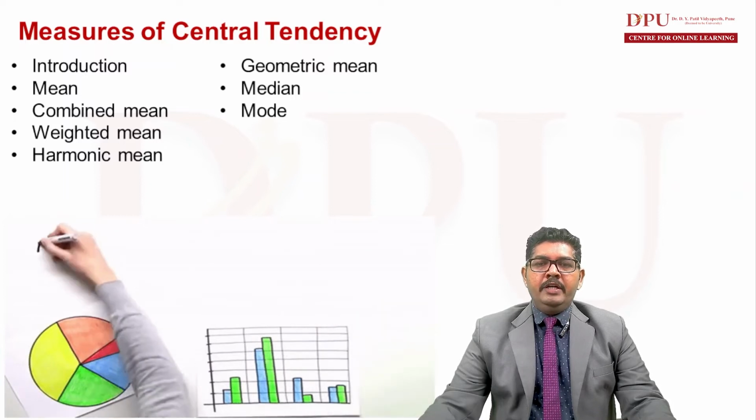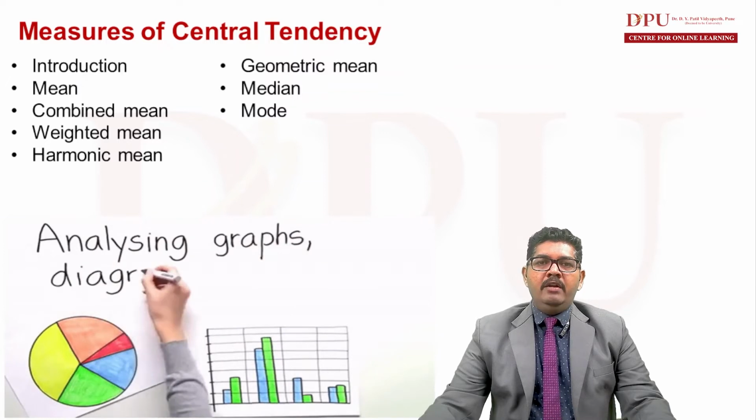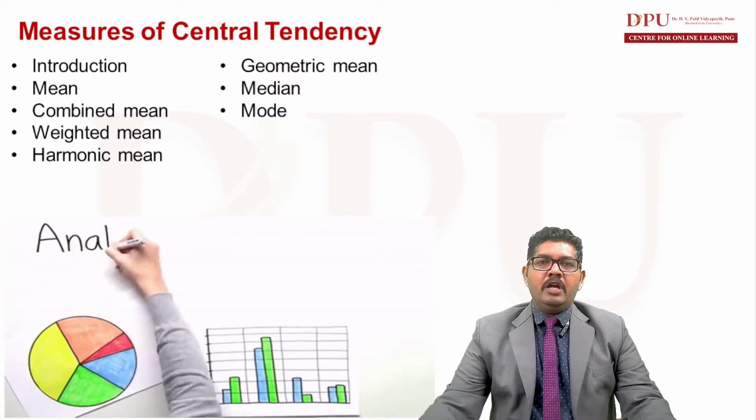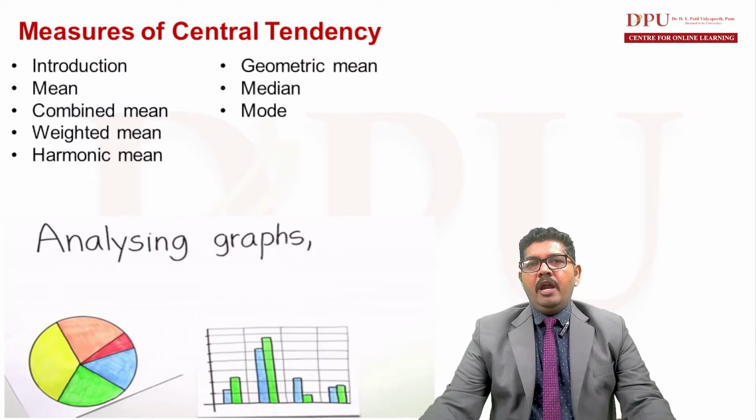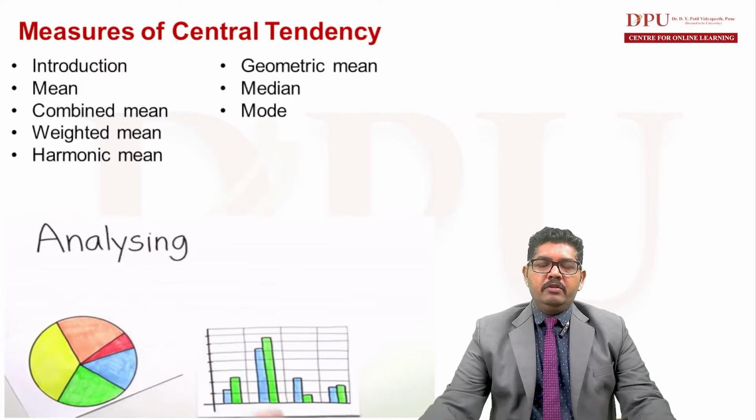So we have studied frequency distribution in the previous unit, and we know what is grouped frequency distribution, what is ungrouped frequency distribution, and what is discrete data. So we are going to use the concepts which we have learned in the previous unit.